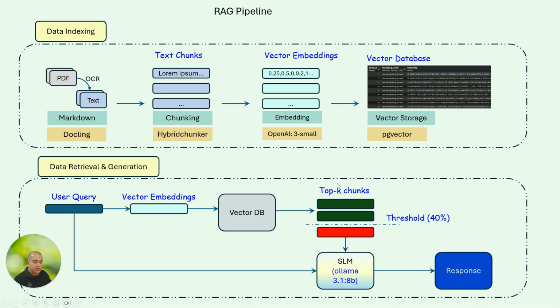Once that is done and the searches are performed in the vector database, we would be getting a number of chunks that match the vector closely. I've also used a threshold of 40% to weed out any matches that are weak and not relevant to answer the question. The small language model that I referred to earlier is Ollama. I'm using Ollama 3.1 with 8 billion parameters.